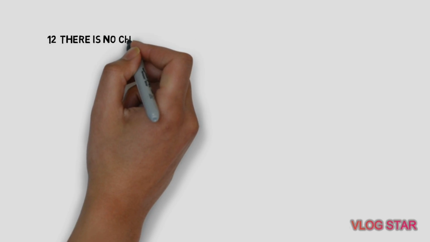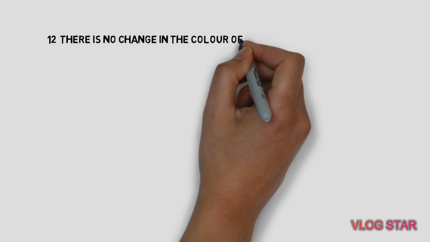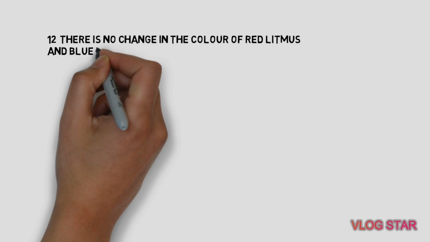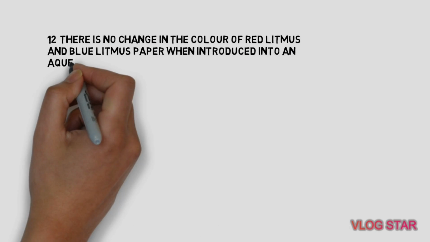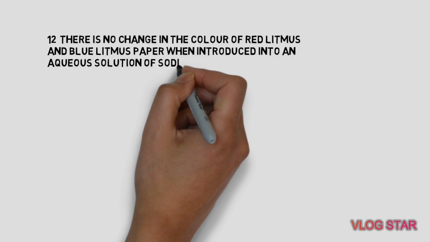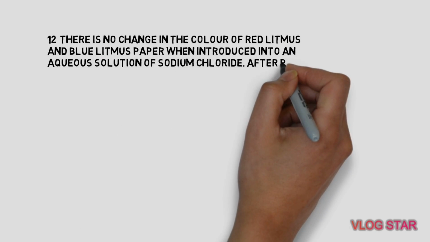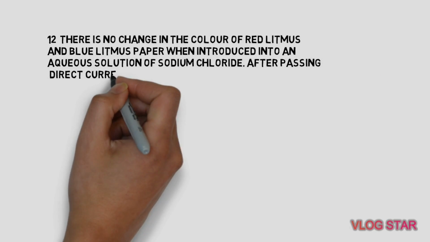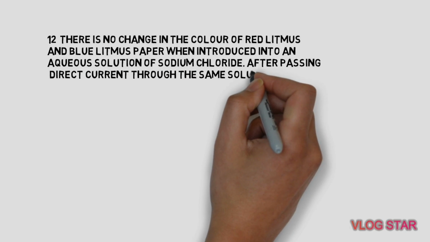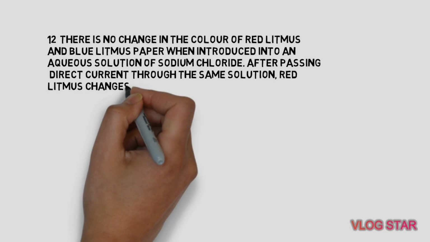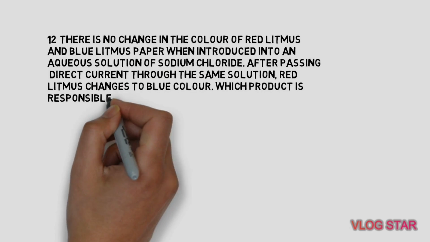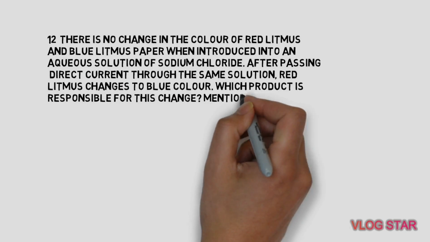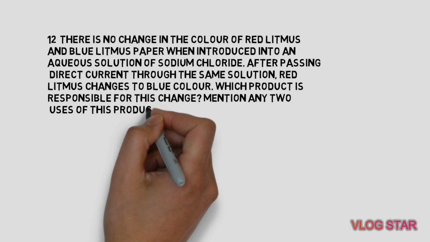12. There is no change in the color of red litmus and blue litmus paper when introduced into an aqueous solution of sodium chloride. After passing direct current through the same solution, red litmus changes to blue color. Which product is responsible for this change? Mention any two uses of this product. Answer: sodium hydroxide is responsible for this change.